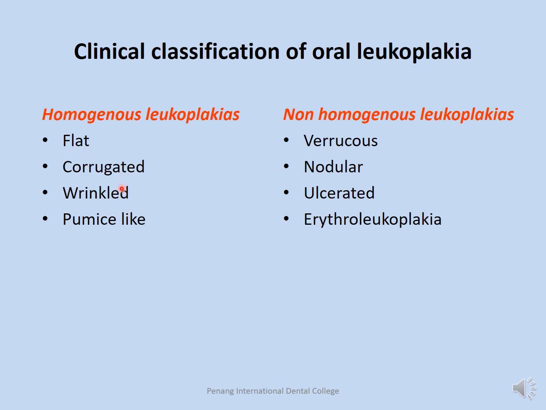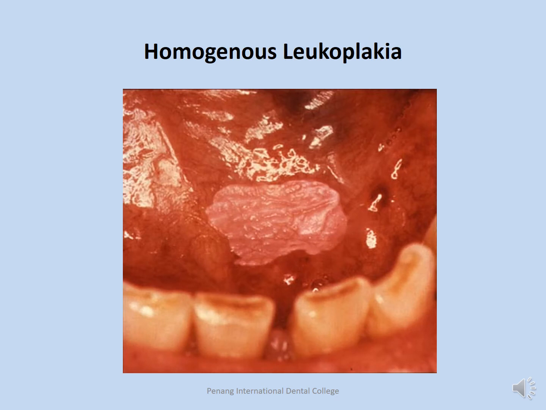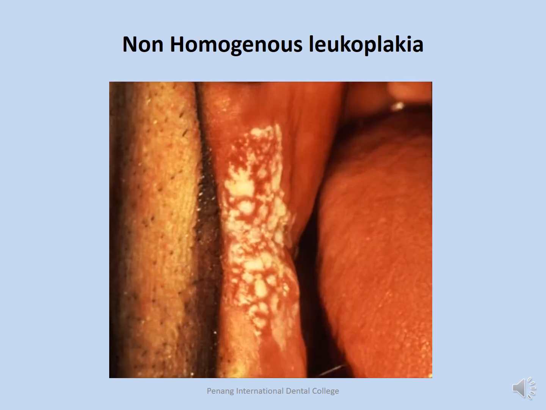So these are the various categories. Under homogeneous, you have flat, corrugated, wrinkled and pumice-like, all descriptive terms. Non-homogeneous leukoplakia, you have verrucous leukoplakia, nodular, ulcerated and erythroleukoplakia. So this is an example of a white patch that is seen on the floor of the mouth. If you look at it, it's very uniform. The color is white everywhere, and so that's why this is homogeneous leukoplakia. This patient has come to us. We know the background that it's related to tobacco use.